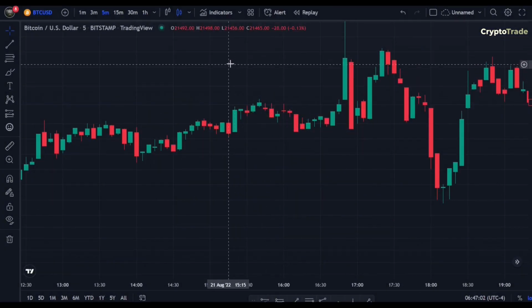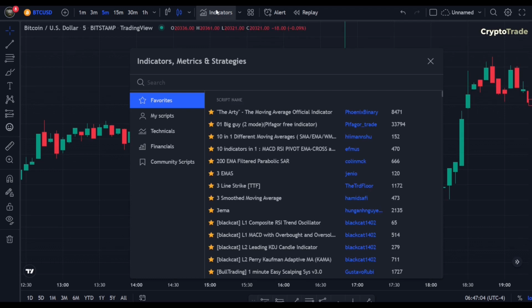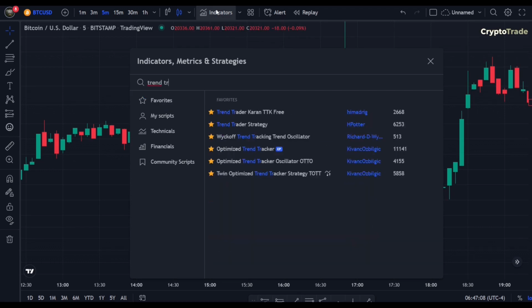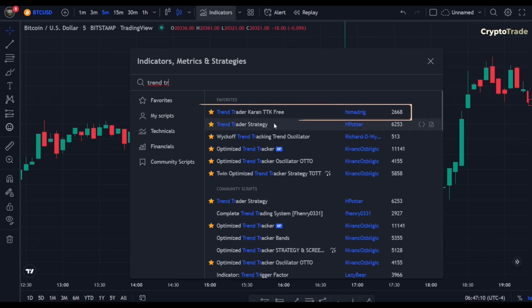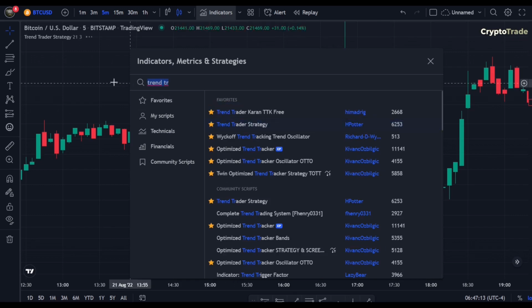To add the first indicator to the chart, open the indicator search bar in Tradingview and type Trend Trader Strategy. Select this indicator, as shown here in the video.